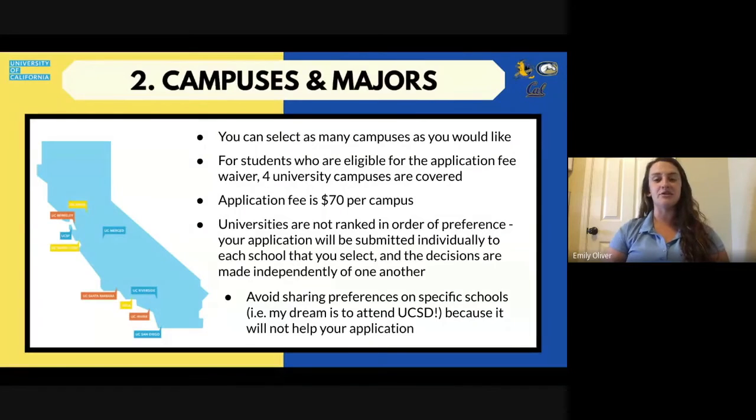And universities are not ranked in order of preference, meaning that you're not going to put UC Berkeley first on the top of the list because it's your first choice. So it doesn't matter. They're sent to all of the campuses, and decisions are made on an individual basis.